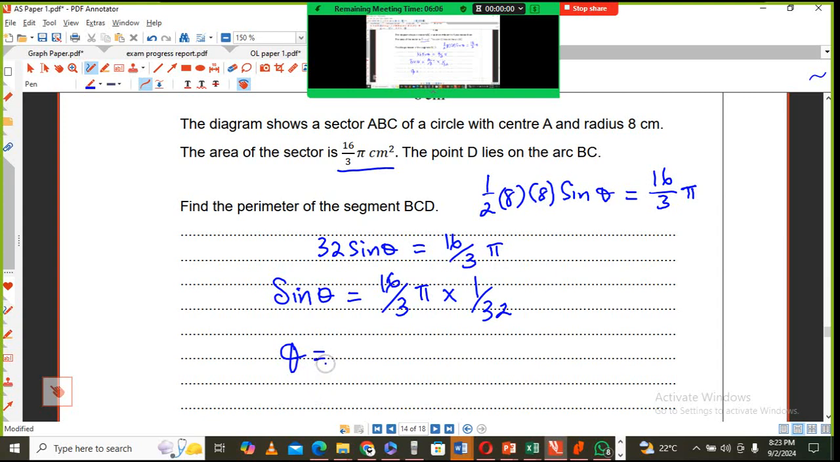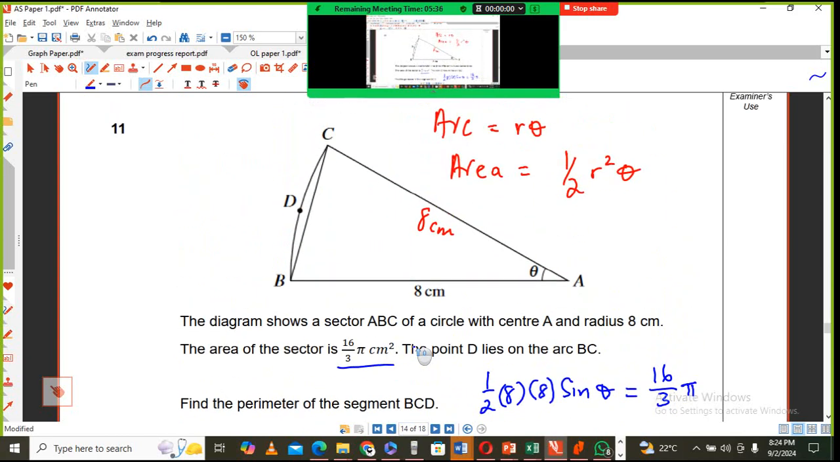Are we together so far? Yes, sir. Okay, so when I do that, I'm going to get 1 over 6 pi. You agree? Okay, so if we now go back to our diagram, that is 30 degrees, remember? So I can actually now calculate this one by using this formula.